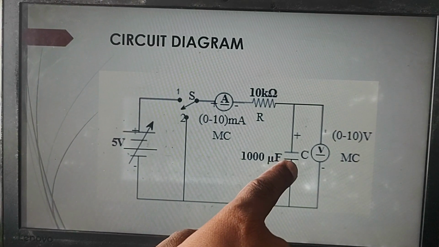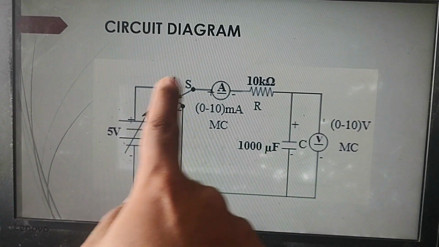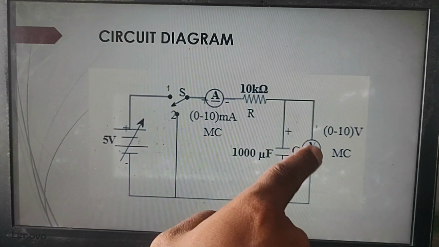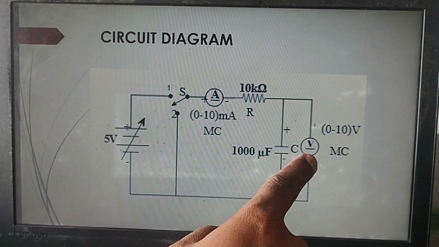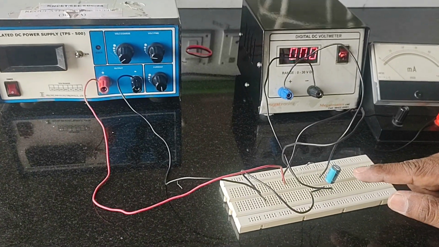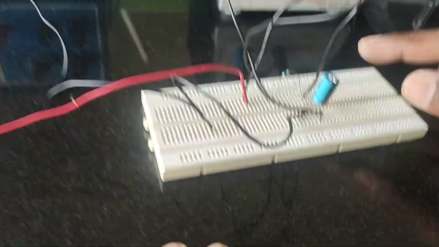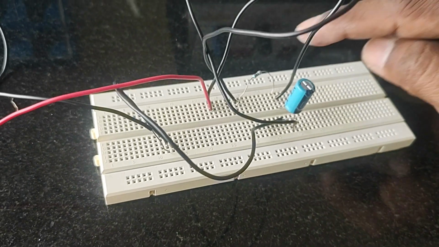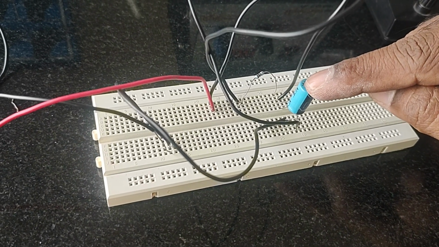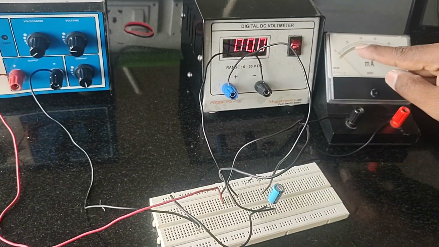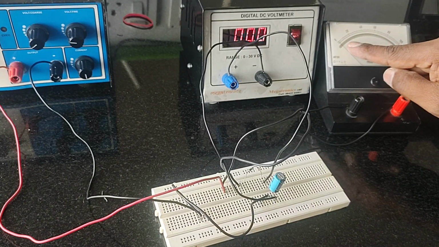As per the circuit diagram, we have to connect all the components. We will get the value of the charging current as well as the voltage by using the experimental setup. This is the experimental setup of RC transient, the resistor as well as capacitor. The voltage across the capacitor can be obtained by this voltmeter, as well as the current flow through the resistor is measured by the ammeter.